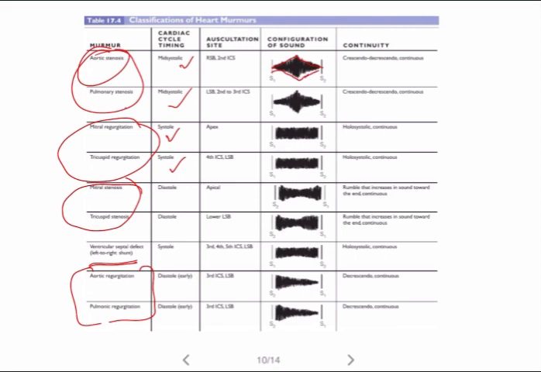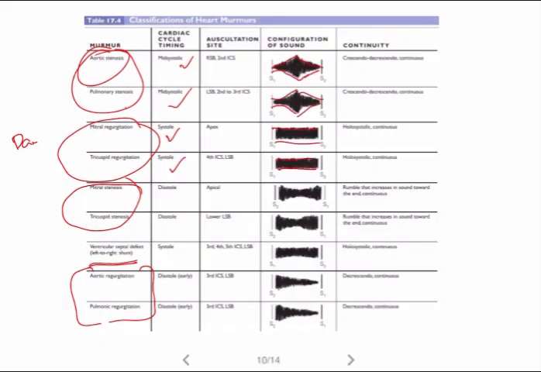So AS and PS are the same, a crescendo-decrescendo. Now MR and TR, as we said, are pansystolic. So throughout the cycle of systole, it is pansystolic or holosystolic. MS and TS, as I have told you, are those lesions which are diastolic.